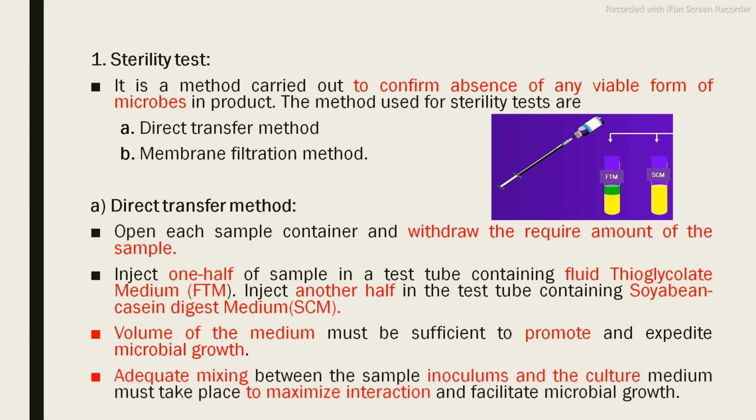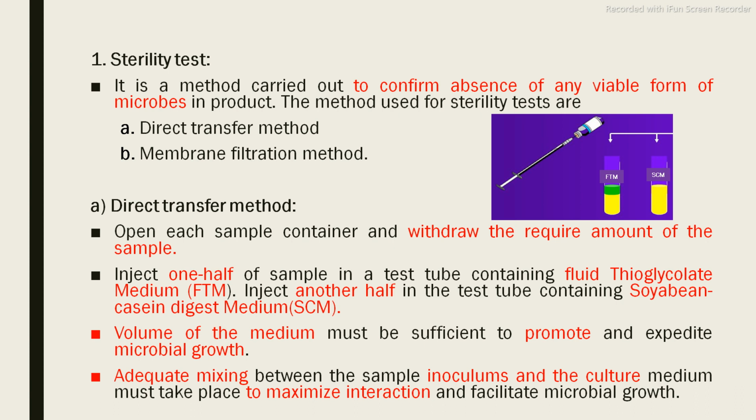Adequate mixing between the inoculum and the culture medium must take place to maximize the interaction. Adequate mixing is very much important between the inoculum. Inoculum means your sample, whatever ampoule or vials you are taking, there must be adequate mixing of your sample and the culture medium. And which is the culture medium? We are using two types of culture medium, that is fluid thioglycolate medium and soybean casein medium. So once you are adding the injection in both of these media, you have to do the adequate mixing.